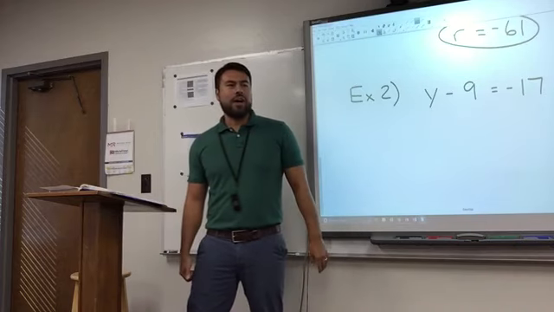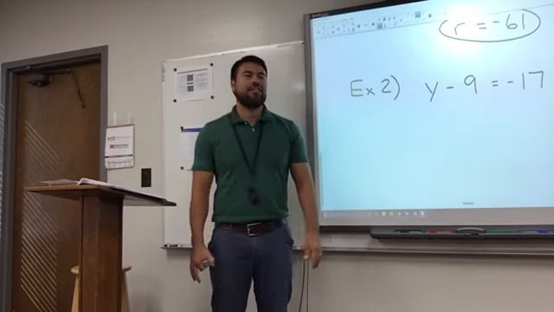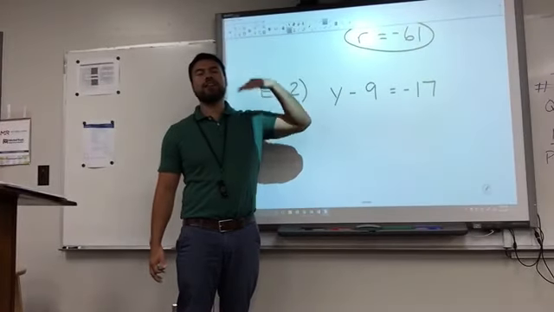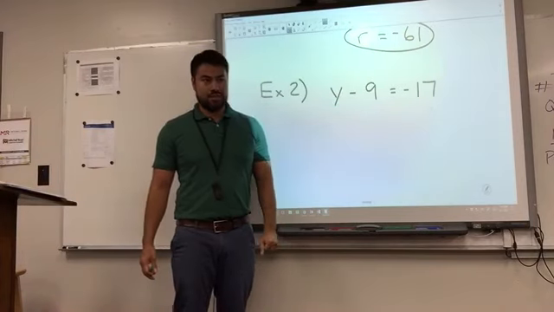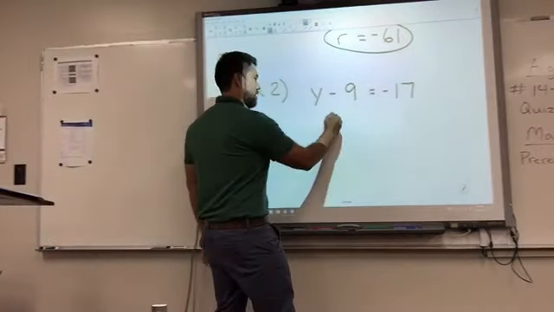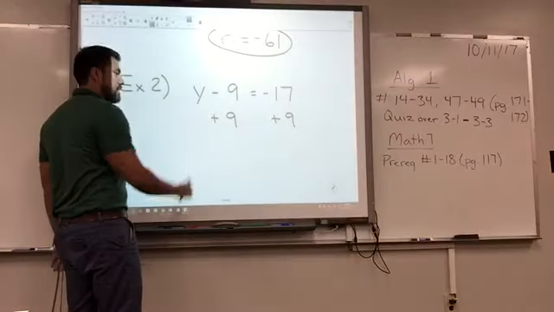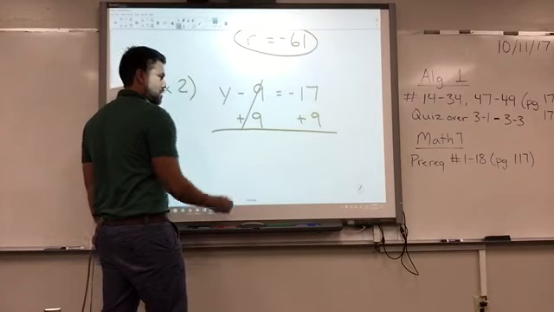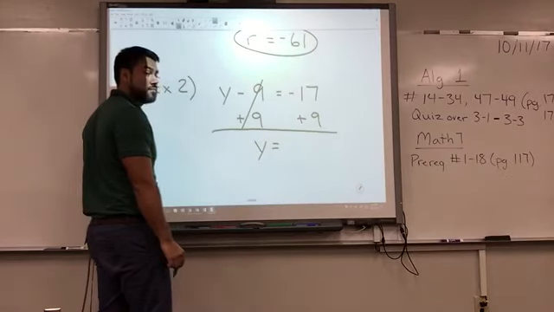So I'll ask Sophie, what is happening to y? It's being subtracted by 9. Okay. What will undo that subtraction by 9? The inverse operation, which is addition. So what do I do to both sides of this equation? Add 9 to both 9 and negative 17. Okay, yeah, exactly. Cancel the 9 and it would just get y by itself, and that would equal negative 8, or just 8.